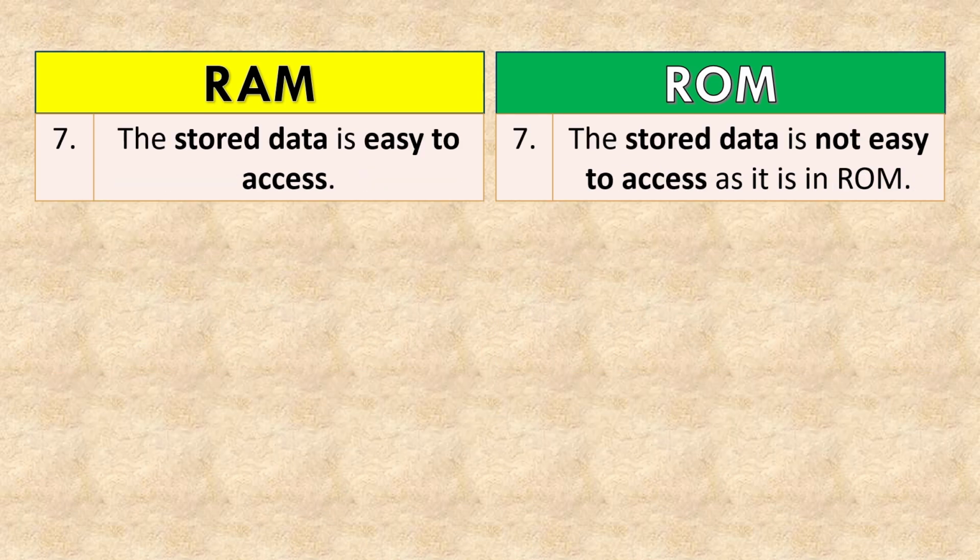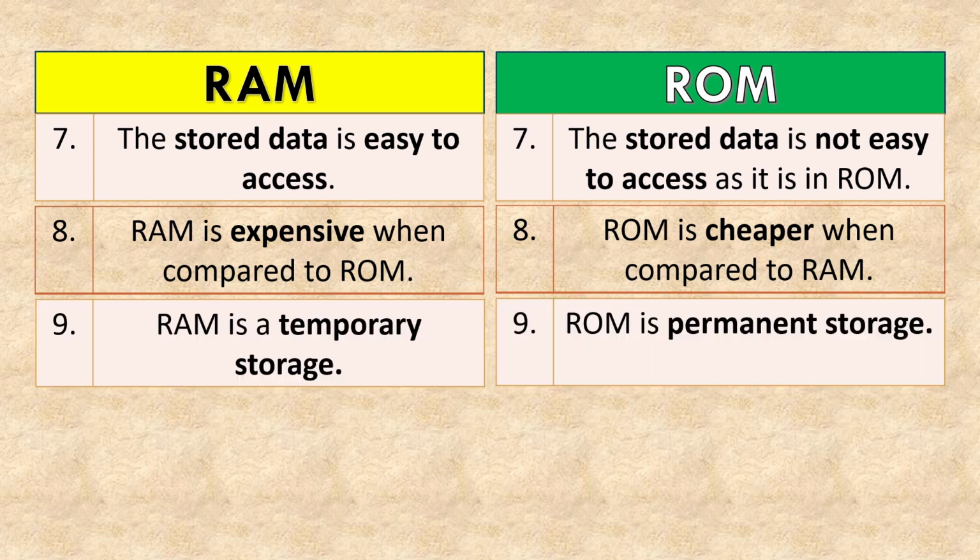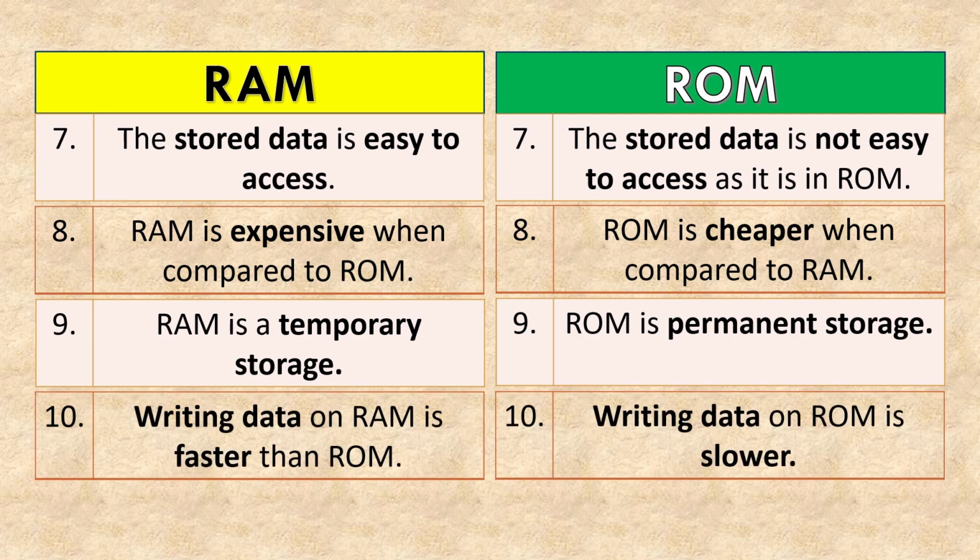The stored data in RAM is easy to access. The stored data is not as easy to access in ROM. RAM is expensive when compared to ROM. ROM is cheaper when compared to RAM. RAM is a temporary storage. ROM is permanent storage. Writing data on RAM is faster than ROM. Writing data on ROM is slower.